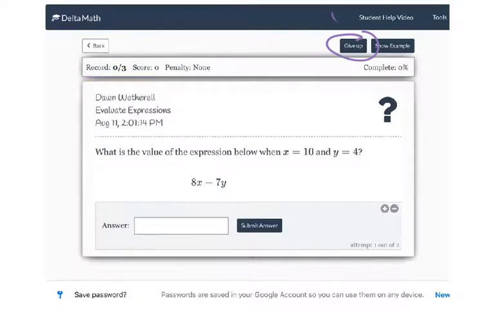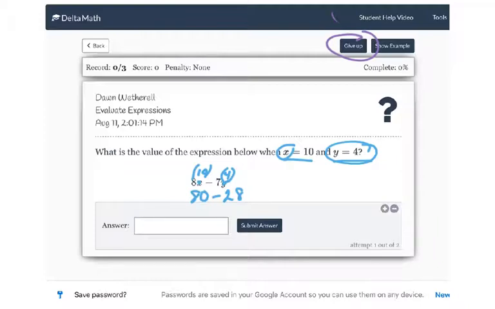So with that being said, let's solve this. What is the value of the expression below when x equals 10 and y equals 4? Hopefully you remember that for the x you're going to plug in a 10. Anytime 2 numbers are together, that means multiply, so this gives you an 80. For y I have a 4, so multiply again. So 80 minus 28.